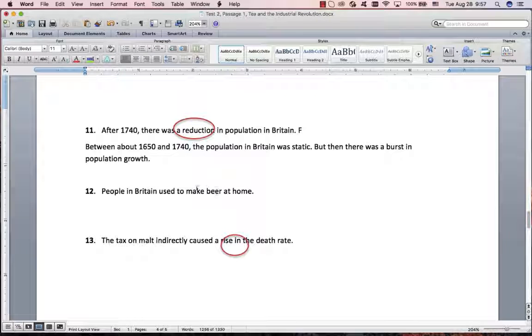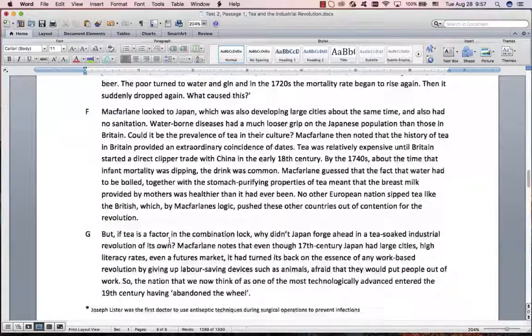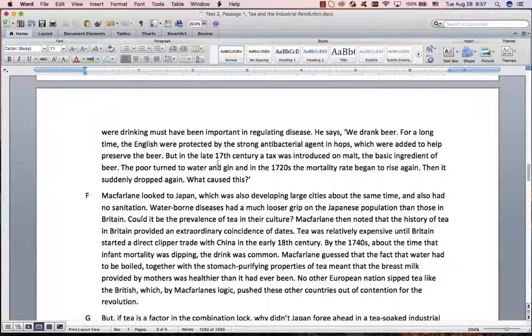People used to make beer at home. I'm going to leave it. I couldn't find anything easy there. The tax indirectly caused a rise. Did it cause a rise in the death rate or did it cause a fall? Maybe this word, but I doubt it. It's more likely that it's going to be about a rise in the death rate. And so we're going to look for our scanning word, which is tax. Scan, and it's all over there.